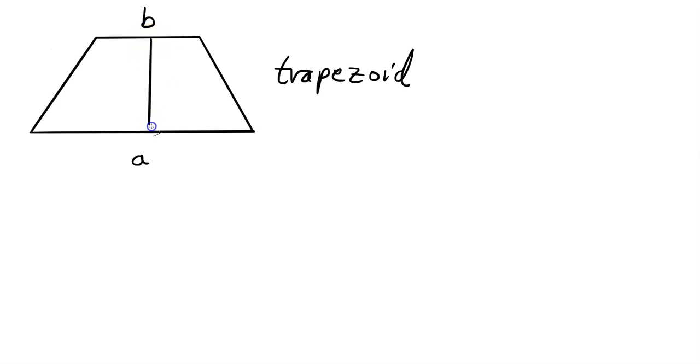If we draw a perpendicular line to the base, then this is the height of the trapezoid. Then you can calculate the area of the trapezoid using this formula. You take A plus B, divide by 2, and then multiply by the height.